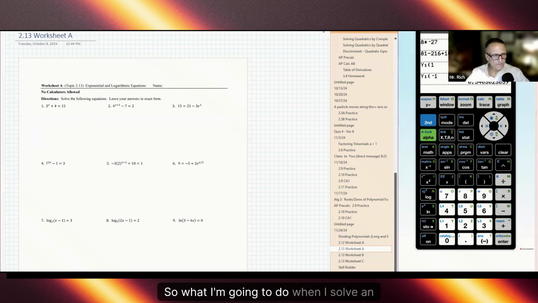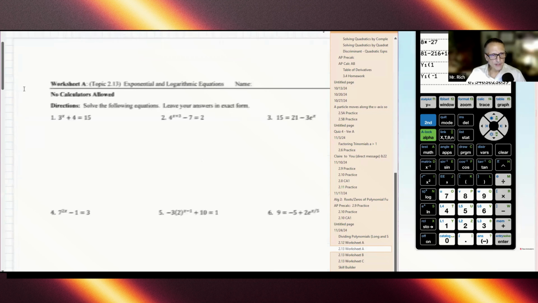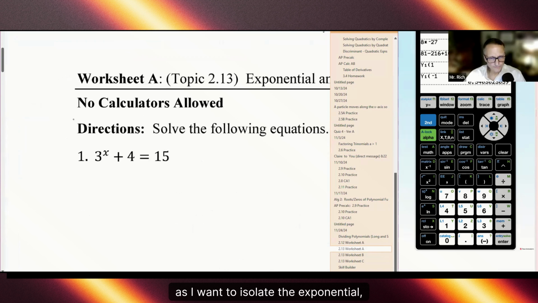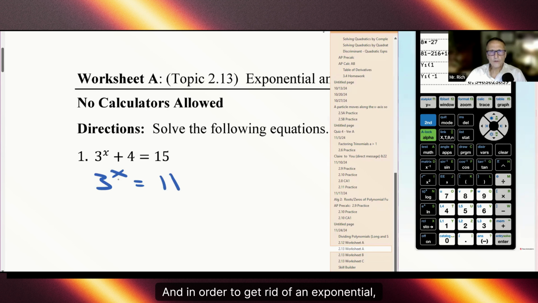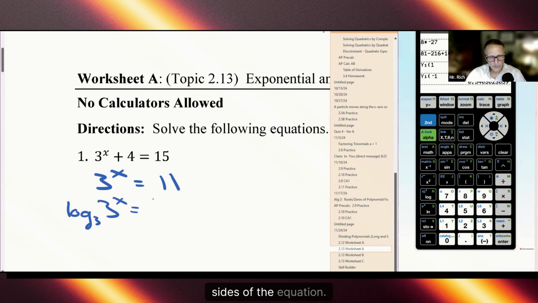So what I'm going to do when I solve an exponential is I want to isolate the exponential. So I am going to subtract 4 on both sides. And in order to get rid of an exponential, I'm going to use a logarithm. The logarithm that I'm going to use is the logarithm that has the same base as the base of the exponential. That's how to use these inverse functions to solve equations. So I'm just going to take log base 3 on both sides of the equation.